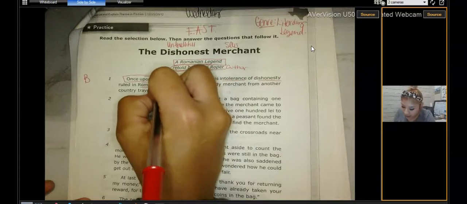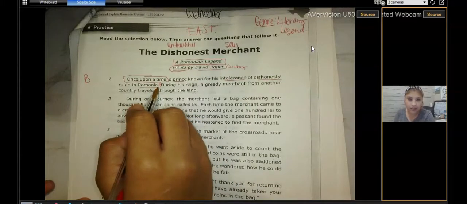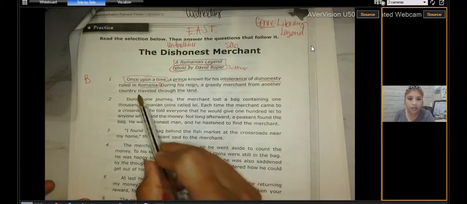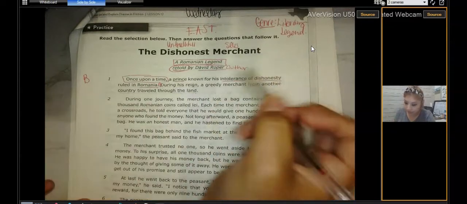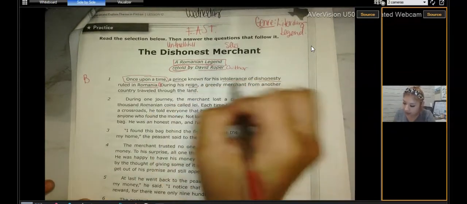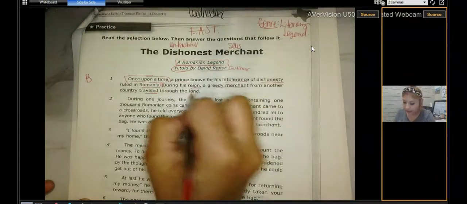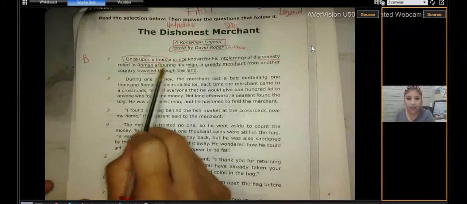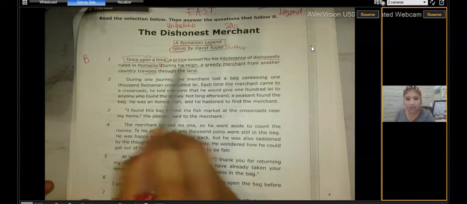So I'm going to do a little house here. Just a tiny one, just so that I know the setting. During his reign, a greedy merchant from another country traveled through the land. Okay, so during his time, a greedy merchant traveled through the land. All right, so I already know that this happened in Romania. It was once upon a time. A prince, he didn't like dishonest people.